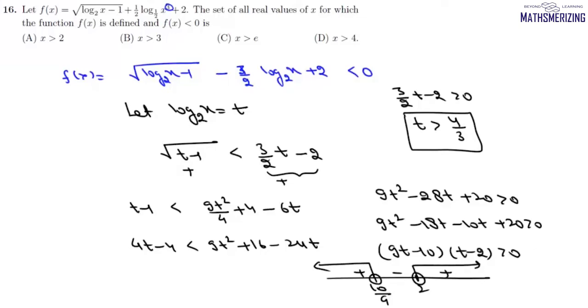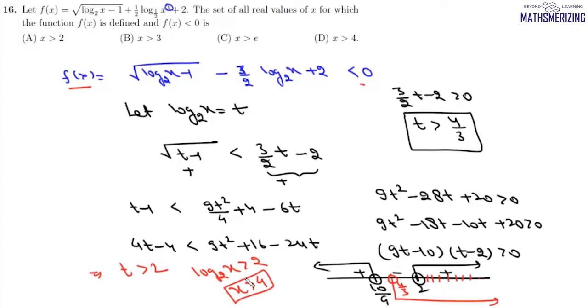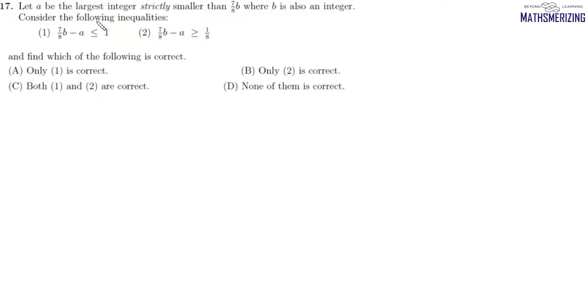But then we also have the condition that t is greater than 4 by 3. Now taking all the conditions together, we get that f(x) is less than 0 when t is greater than 2. Now t is log x base 2, so we'll write log x base 2 is greater than 2. That is, the value of x should be greater than 4. And that is the answer to this question. That's your option D.